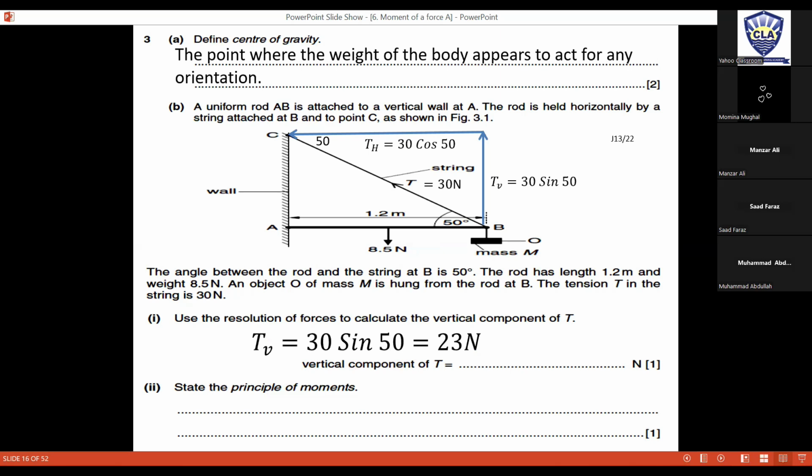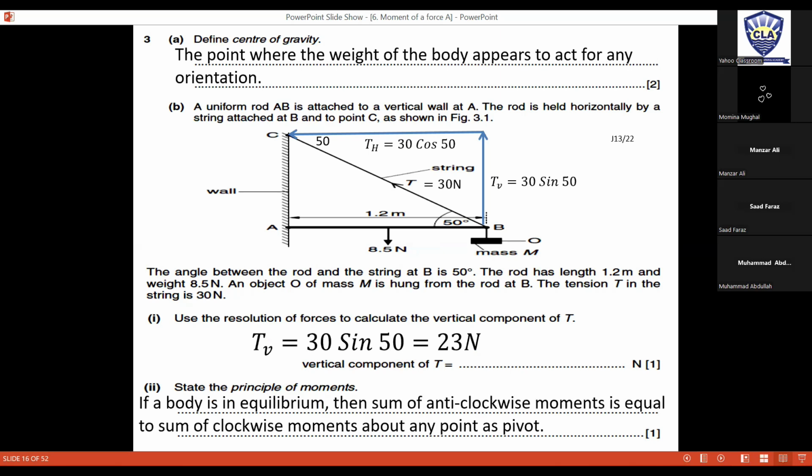Then they ask us to state the principle of moments. Proper statement: if a body is in equilibrium, the sum of anti-clockwise moments is equal to the sum of clockwise moments about any point as pivot. Definitions are very important. So this is how you define that.